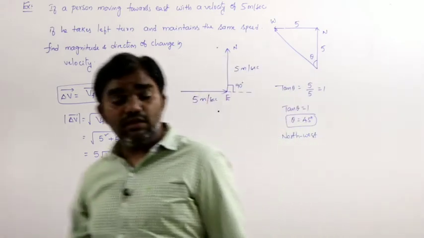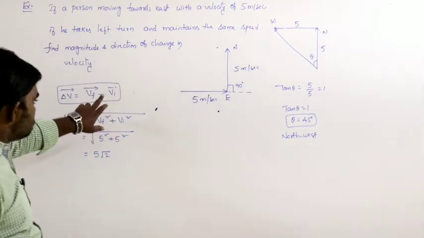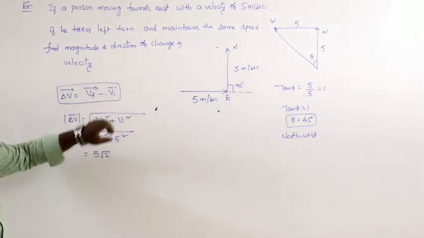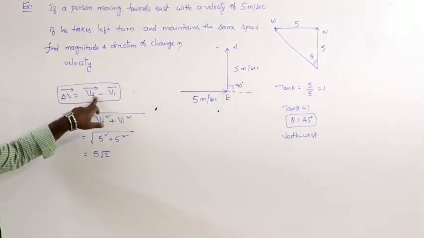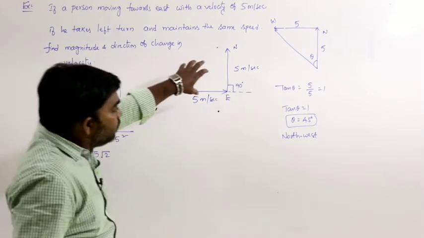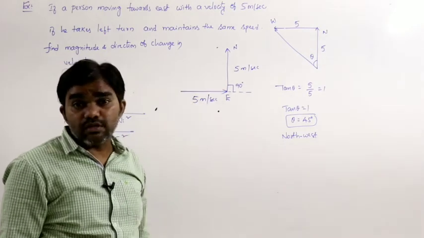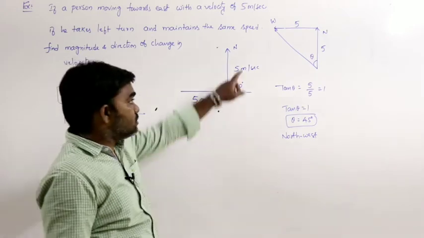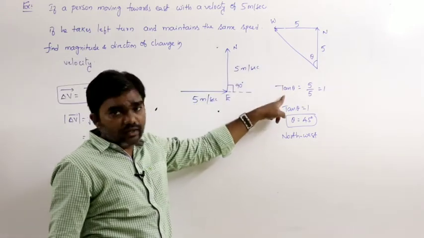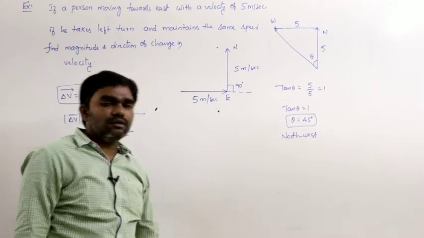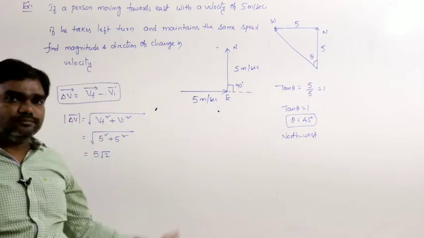The direction is northwest. So by using this relation, what is the relation here? Vf bar minus Vi bar. By using the relation Vf bar minus Vi bar, we must rewrite the initial directions. We must redraw the initial directions. After redrawing that, we can calculate the tan theta. Then we can get that direction, northwest.